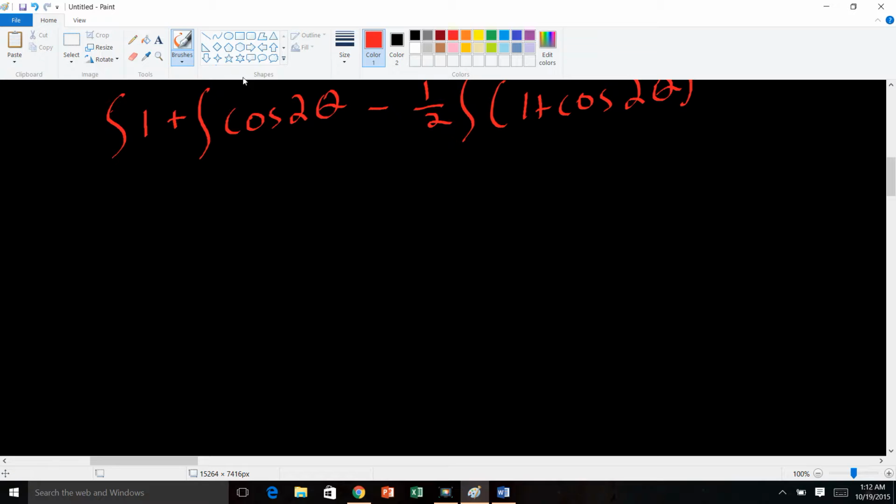Let's solve for these two. Remember there's supposed to be d thetas there, but I'm lazy. So we have theta plus, let's do a u substitution. du equals 2 d theta. And we bring our 1/2 out. We get plus 1/2. The integral of cosine is sine.